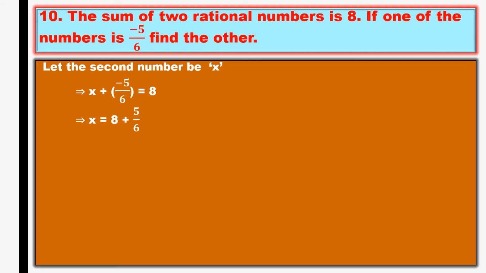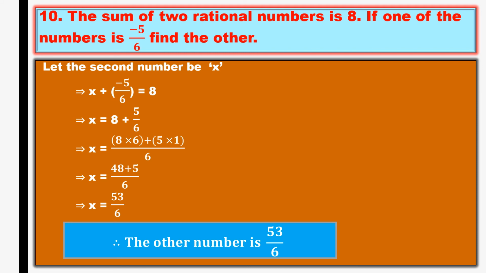So here, whenever two rational numbers are added or subtracted, you should take out the LCM. Okay, let me take the LCM. So LCM is 6. So here 1 is the denominator. So in the 1 table, 6 goes 6 times. So 6 into the numerator 8. Similarly, here in the 6 table, 6 goes 1 time. 1 into the numerator is 5. Okay. So 8 sixes are 48, plus 5 by 6. 48 plus 5 is 53. 53 by 6. So the other number is 53 by 6. Okay. Let me go to the next question.